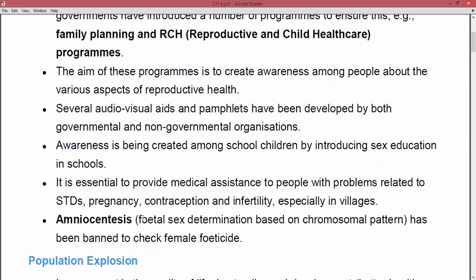In accordance with that, people should be given proper medical assistance in order to treat several diseases like STDs, that is sexually transmitted diseases, which we are going to study in detail in an upcoming chapter, right? Then pregnancy related care, what the mother should take care of and what she should eat. Another is contraception, that is how they should control the population, and for that also awareness should be created.